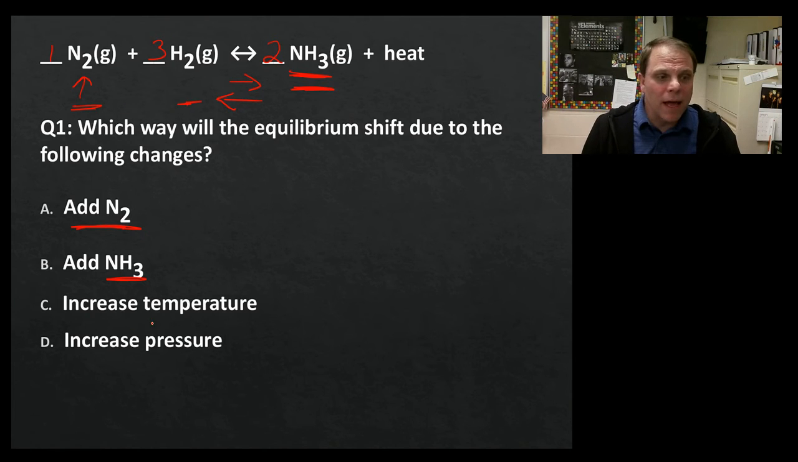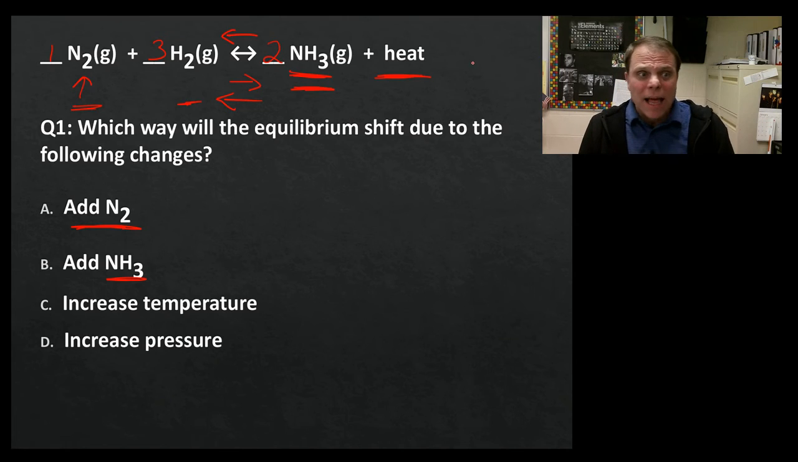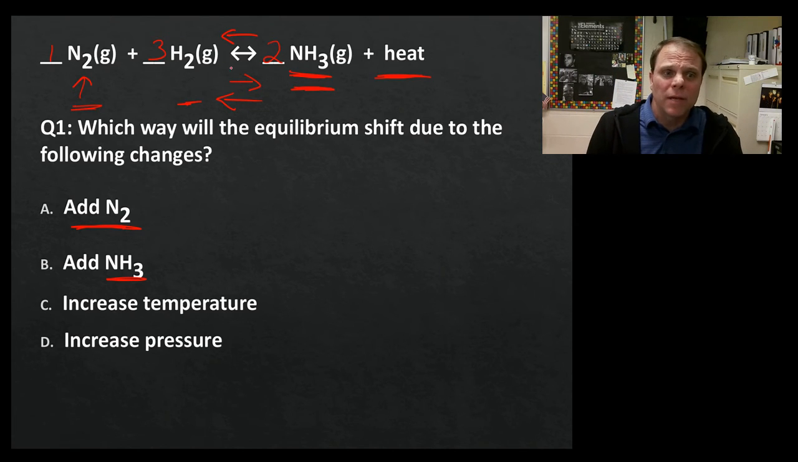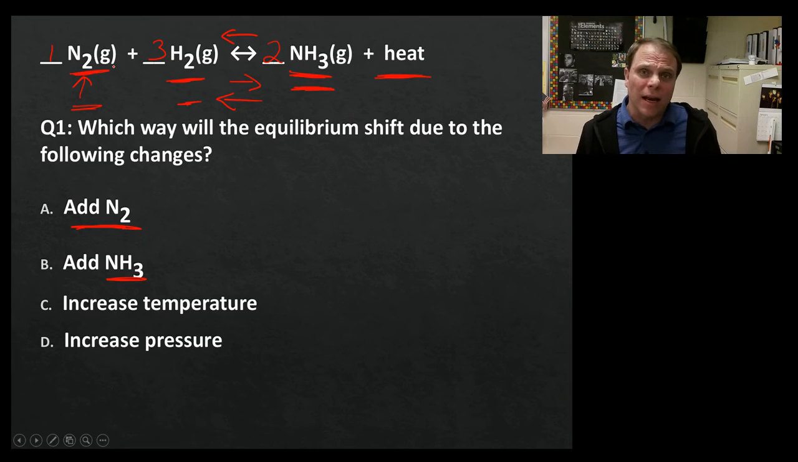If I increase my temperature, okay, well, if I'm putting heat in the system, it's like, whoa, I don't want more heat. I've got to change it so I can get rid of my heat. And so going to the right makes heat. If I add heat, it's going to shift to the left. And so if I add heat, I'm going to be making more nitrogen and hydrogen.